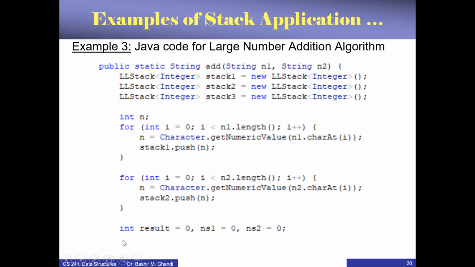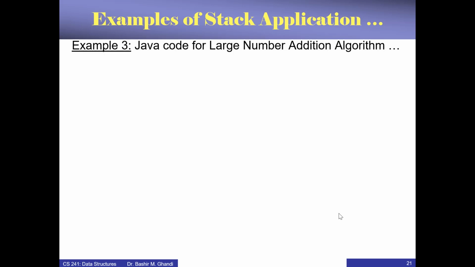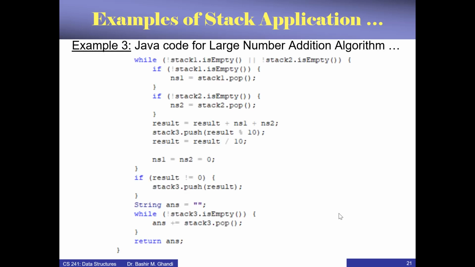Okay, now before we start our loop that will do the addition, we initialize 3 variables: result to 0, and then ns1 to 0, ns2 to 0. Now we start the loop. The loop will continue as long as at least one of stack number 1 and stack number 2 is not empty. So it says while not stack1.isEmpty or not stack2.isEmpty, repeat.